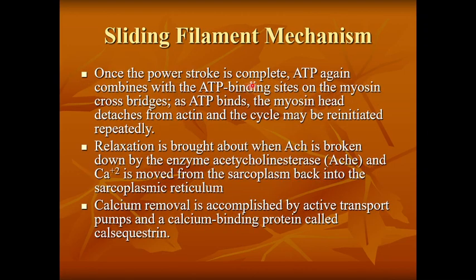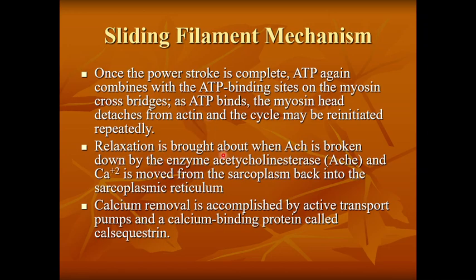Once the power stroke is complete, ATP again combines with the ATP binding sites on the myosin cross bridges. As ATP binds, the myosin head detaches from actin and the cycle may be reinitiated repeatedly. So, friends, this repeated detachment and attachment of the head part of the myosin filament helps in the contraction and shortening of muscles, and the exact opposite process is the relaxation.